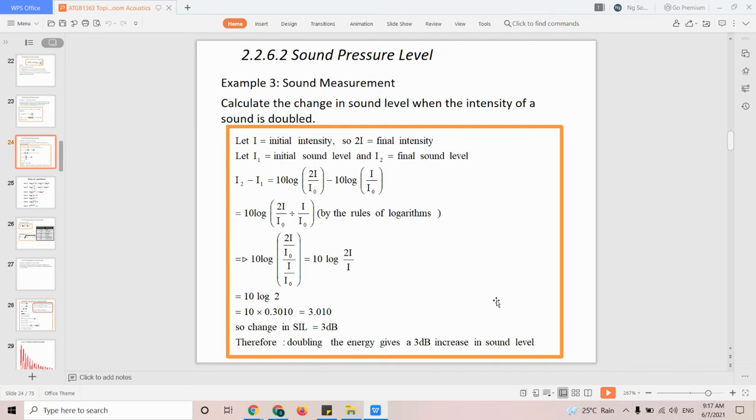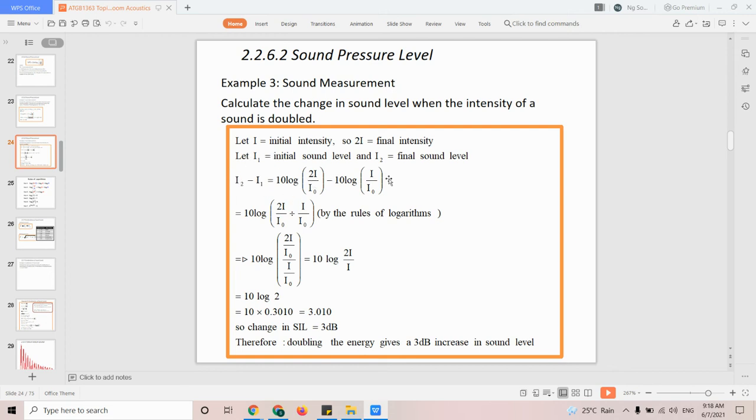Okay, so another example is also under sound measurement. We have to calculate the change in sound level when the intensity of a sound is doubled. So here, instead of giving a value, this is to show what the change in the sound level is when we double the intensity of the sound. Here you are not given any formula or any value, so you have to assume it as unknown.